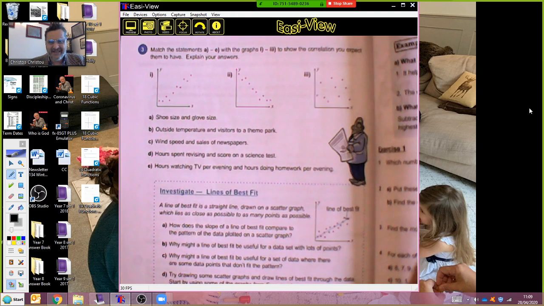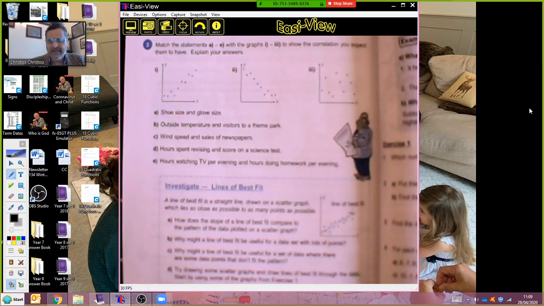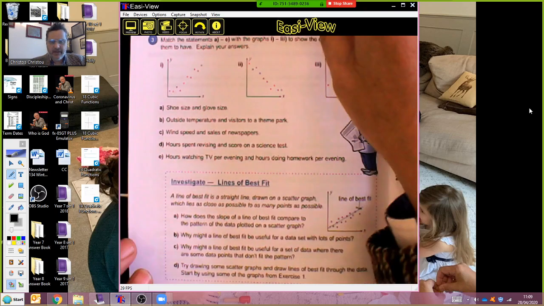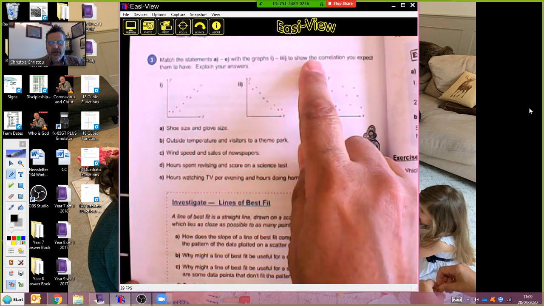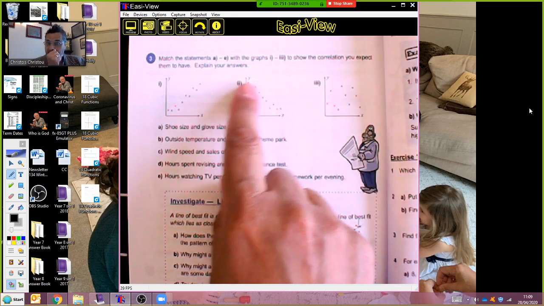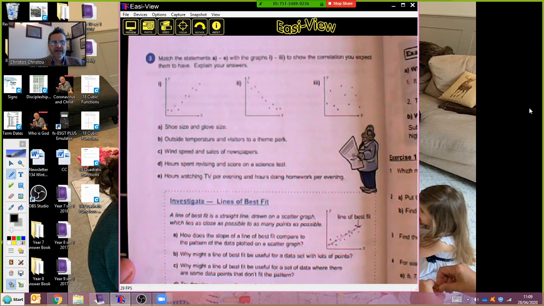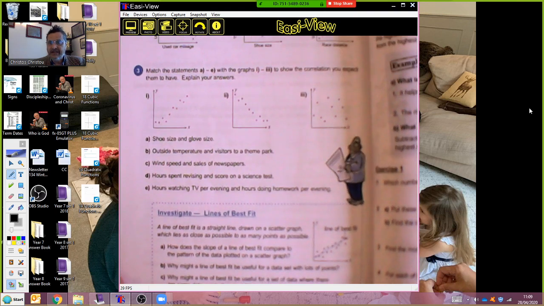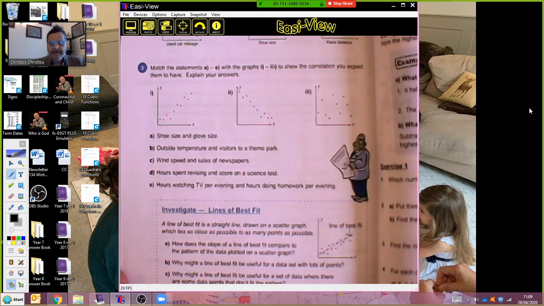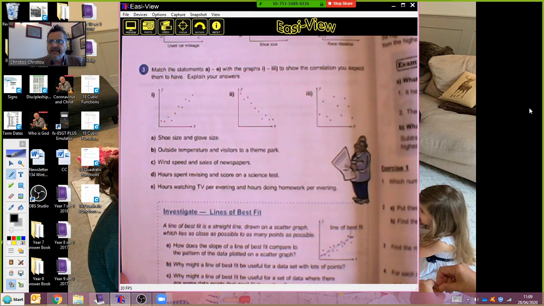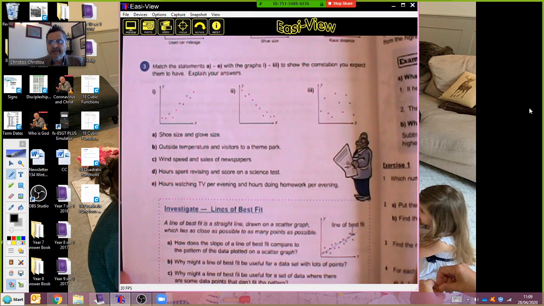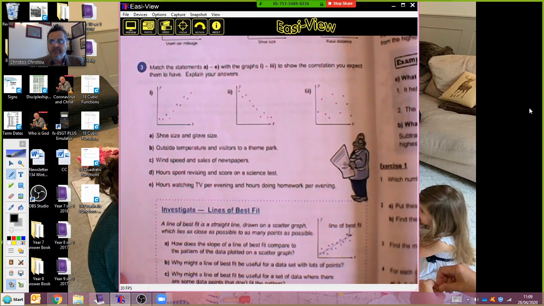I'm not really interested in that. That's not maths, because that could just be guesswork. And we don't want to guess, we want to get it right, okay, with understanding. So to show the correlation, you expect to have, and then you've got to explain your answers. And even though I said, you know, do that in the previous vid, many of you didn't explain it. So I'm going to need to go over this, and many of you did, but many of you did not. And that's the most important part.